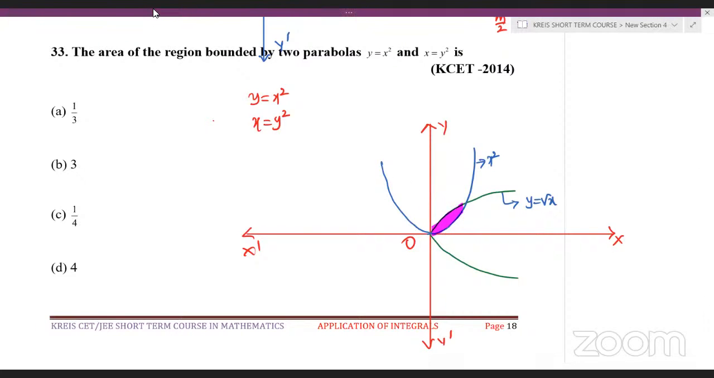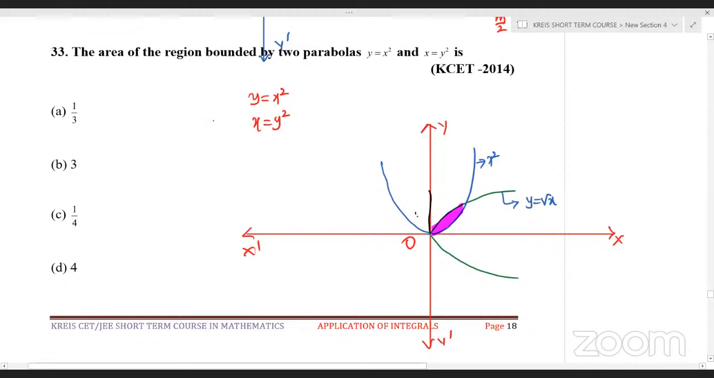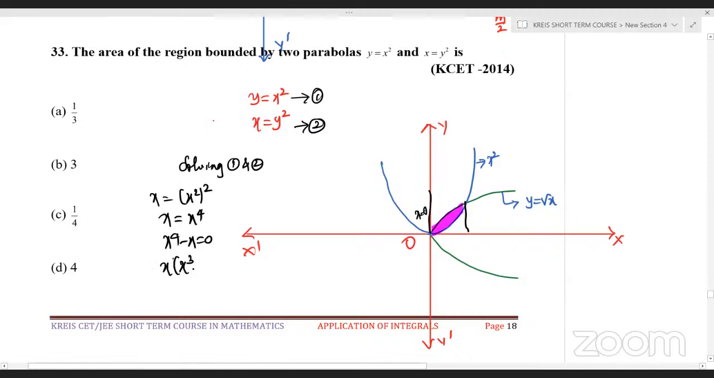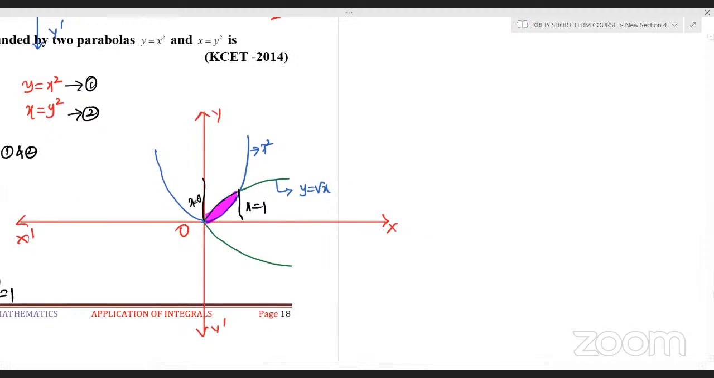They are intersecting at 2 points. One is at x is equal to 0. So you need to find out the other point of intersection. If you solve these two, 1 and 2, x is nothing but y square. So x is equal to x square the whole square. X is equal to x to the power 4. X power 4 minus x is equal to 0. X into x cube minus 1 is 0. X is equal to 0 and x cube is equal to 1, so x is equal to 1 you get. This is x is equal to 1. So the area is given by the integral from 0 to 1.